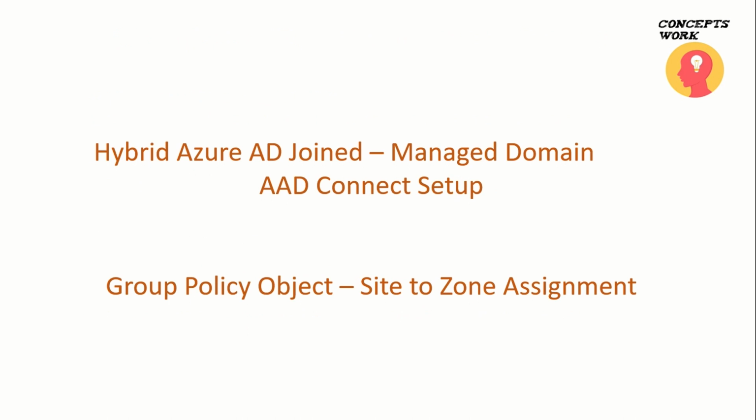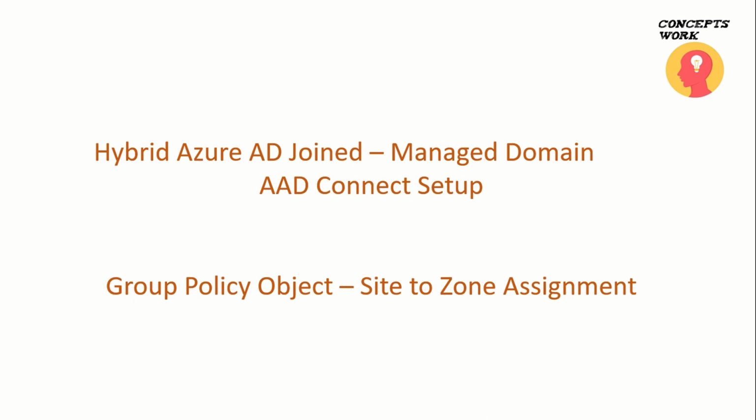Now let's move on with the lab part, and I'll switch to my machine where I have installed AAD Connect, and there I will be configuring the settings which are required for AAD Connect setup, as well as I'll show you the group policy object that I have created so that all the 4 URLs are available in the trusted site zone of a computer object.